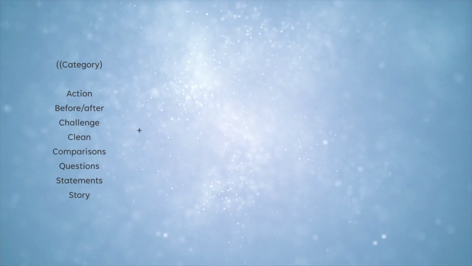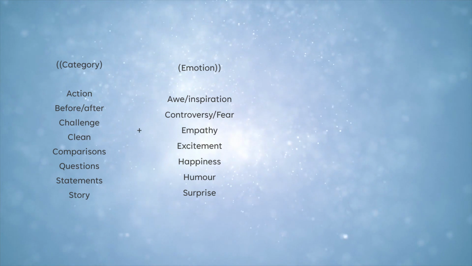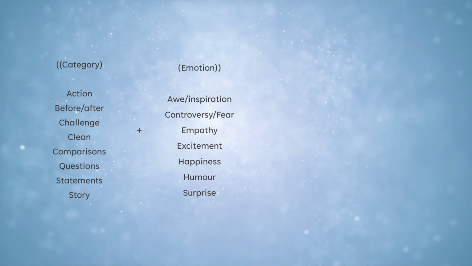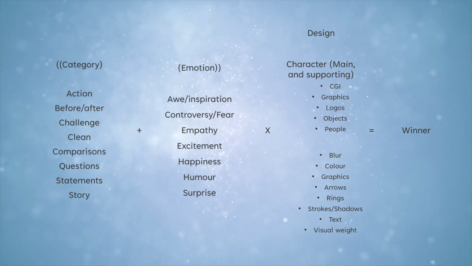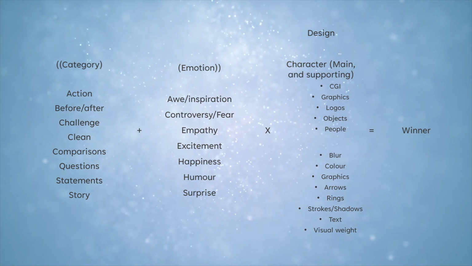To create a winning thumbnail, all you need to do is go through the 3-part formula. Start by picking a category. Think about which ones could work for your video. Then think about which emotions you can trigger. And finally, what are your characters and how can you emphasize them with design? Put all of those together and you'll have a winning thumbnail that will get clicks.